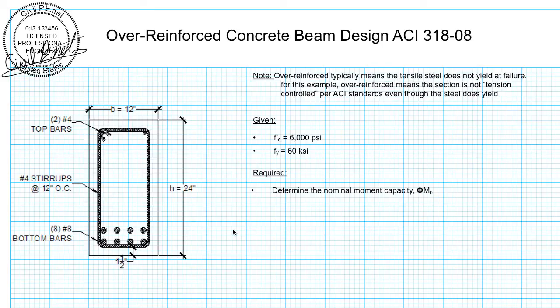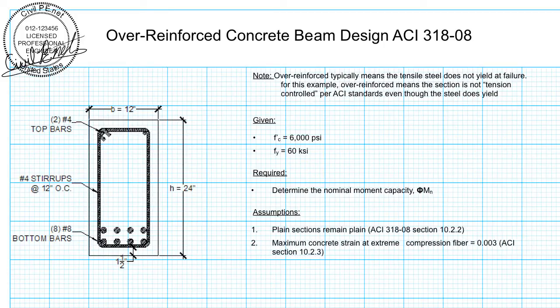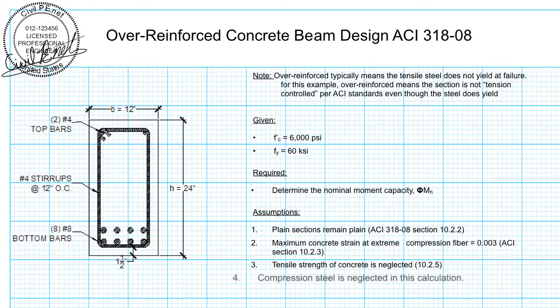The yield stress of our steel is 60 ksi, and what we want to do is determine the nominal moment capacity of this section. Now our assumptions are going to be exactly the same. Plane sections remain plane. The concrete strain at the extreme compression fiber is 0.003. The tensile strength of concrete is completely neglected, and once again we're going to ignore the steel in the compression zone. So we're going to ignore those 2 number 4s to simplify our calculations.